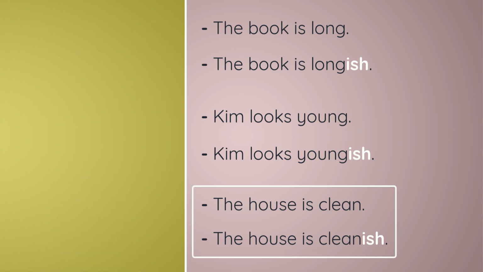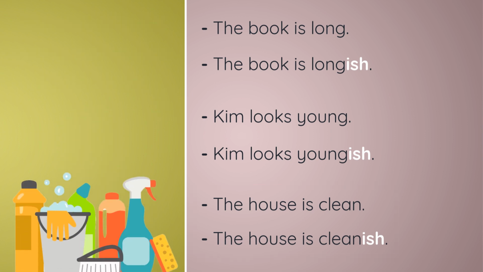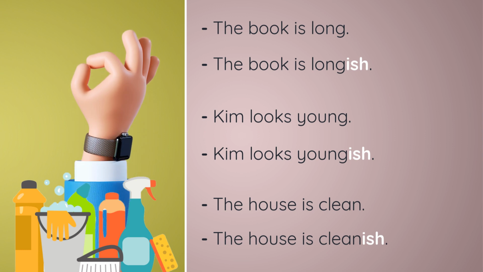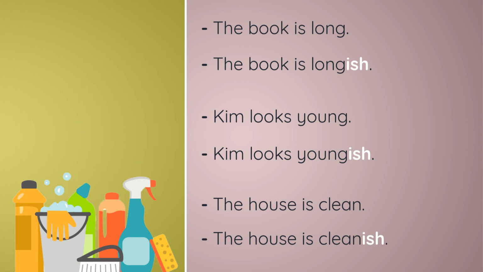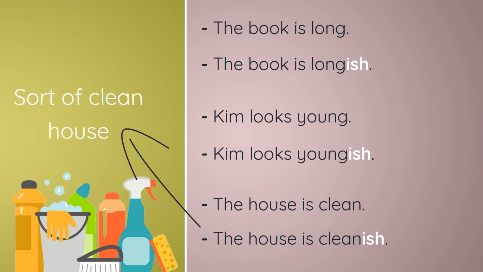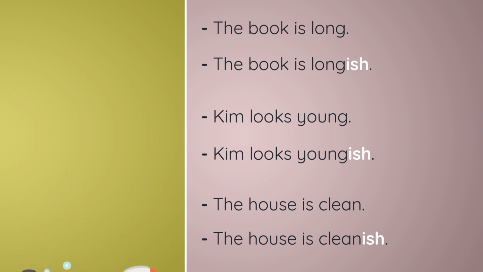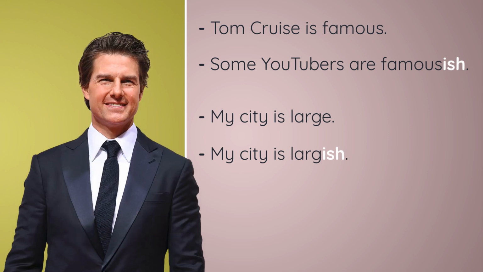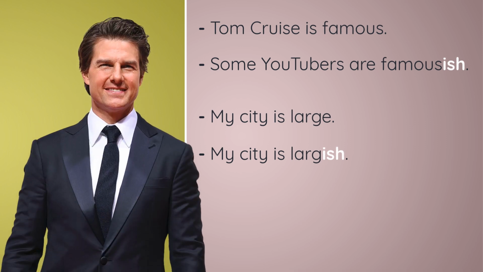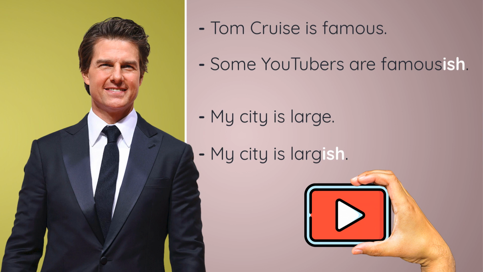Here is another example. The house. The house is clean. Yes, this is what we want, a clean house. The next sentence. The house is clean-ish. If someone told me my house was clean-ish, I'd feel sad because I want a clean house. I don't want a sort of clean house. Tom Cruise is famous. Alright, great. What about some YouTubers? Some YouTubers are famous-ish. A little bit more famous than their friends, but not famous like Tom Cruise, so they are famous-ish.